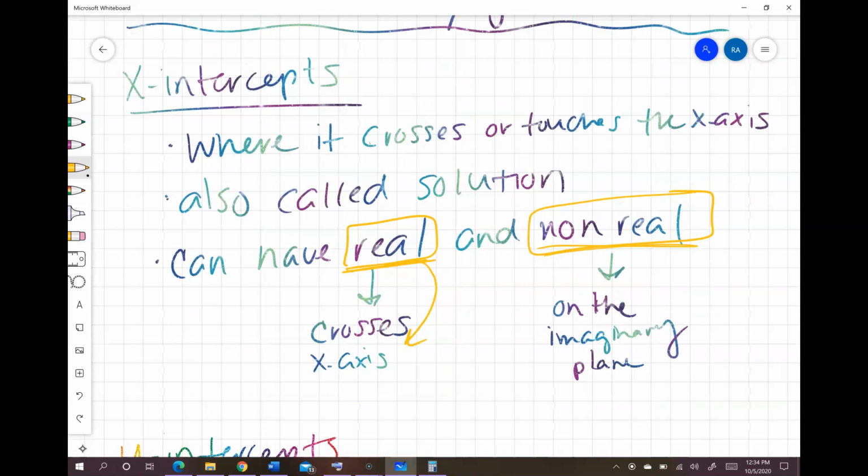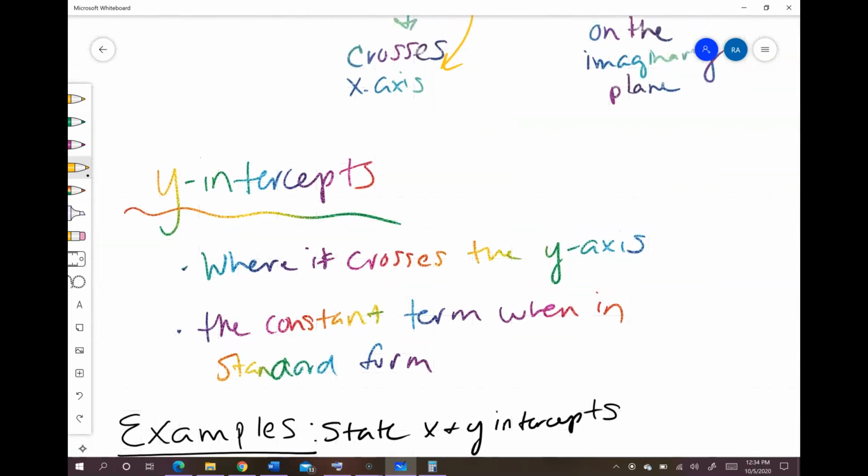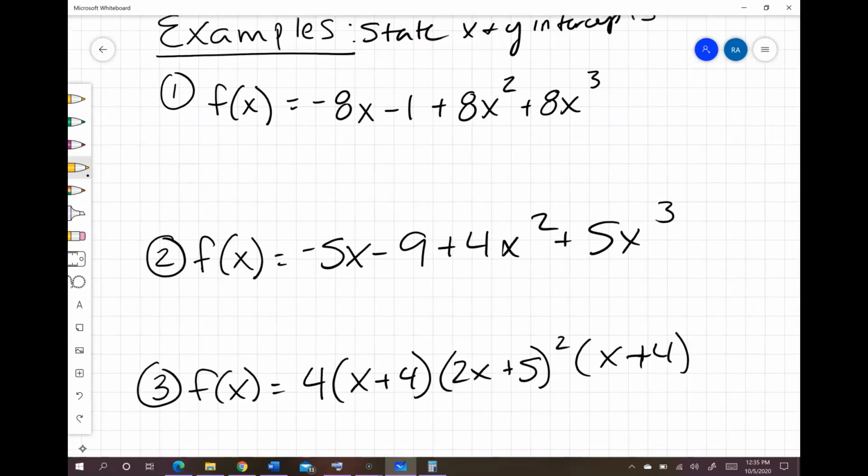Y-intercepts. Your y-intercepts are where it crosses the y-axis. Now, if you are in standard form, it's going to be your constant term. But if you don't remember that, you can always just graph it in Desmos, and it's where it crosses the y-axis. So, I want to state x and y intercepts for these problems.